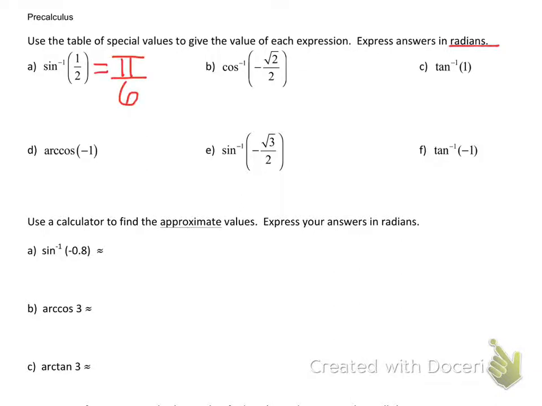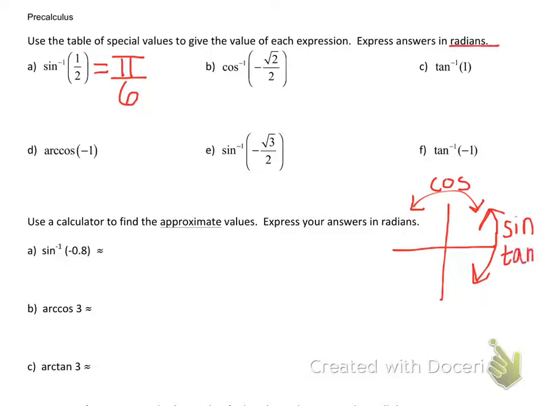Now, it's important to note that for these values, a through f, there's only one answer. Why is that? Well, we just talked about the restricted domain. Cosine is in 1 and 2, and then sine and tangent are in 1 and 4. So we have to make sure these values fall into those quadrants. So for example, B, cosine inverse of negative root 2 over 2.